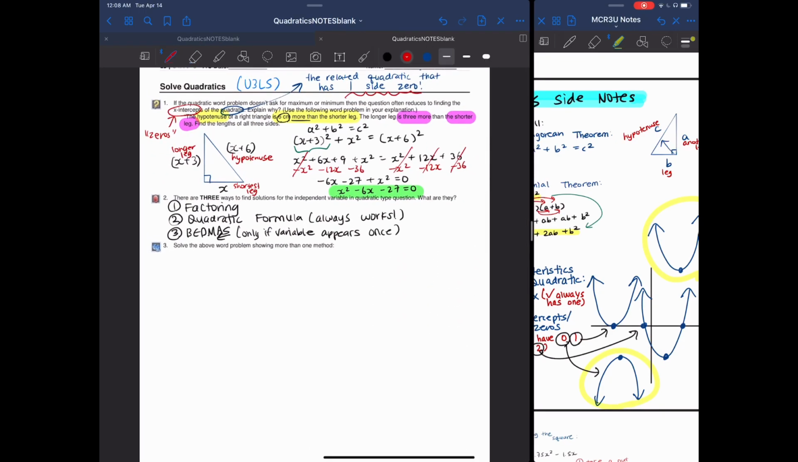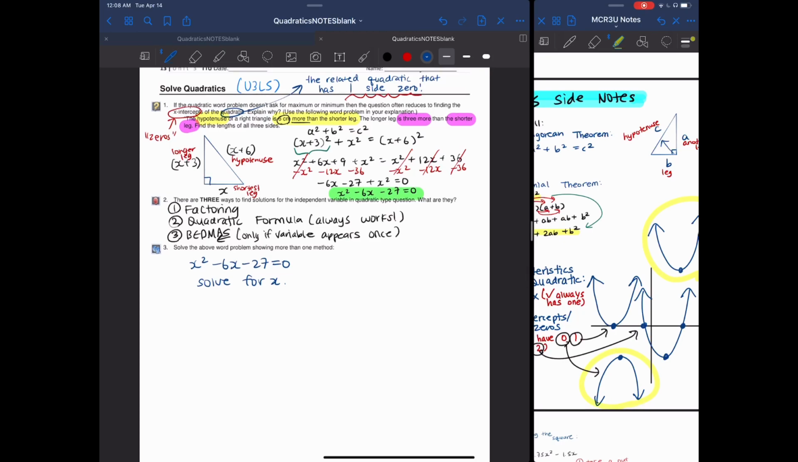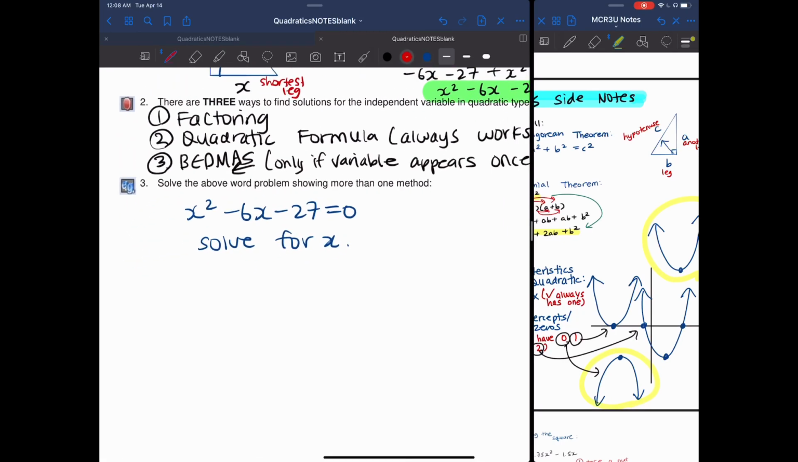All right, so method 1. Number 3, solve the above problem showing more than one method. So let's do method 1. I have x squared minus 6x minus 27 equals 0. Okay, I need to solve for x. I don't need to find the vertex because there's no mention of max or min. Okay, so method 1.